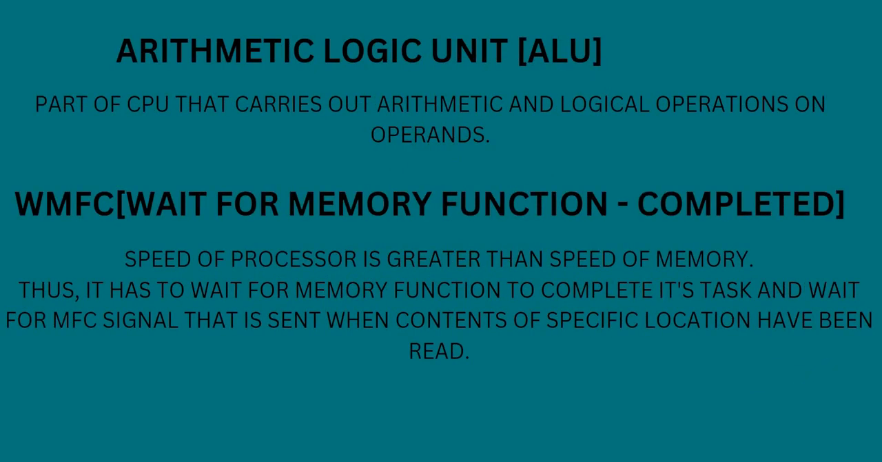Next we have the arithmetic logic unit or ALU. This is the part of the CPU that carries out arithmetic and logical operations on operands. So operations such as addition, subtraction and multiplication are carried out by the ALU. Another important concept we need to be aware of is the WMFC or wait for memory function completed. Now as we all know, the speed of the processor is greater than the speed of memory. Thus the processor has to wait for the memory function to complete its task and wait for the MFC signal, which is sent by the addressed device when the contents of the specific location have been read.